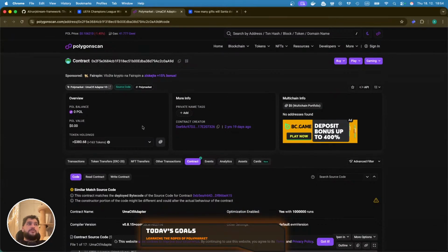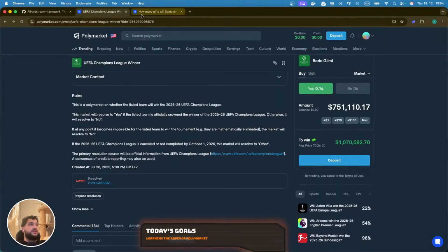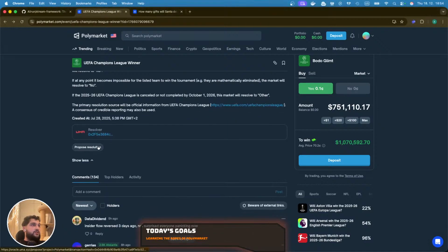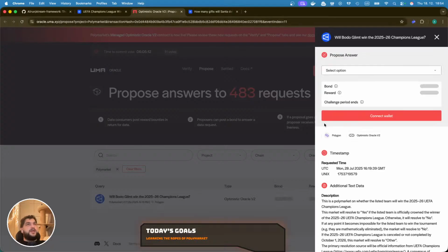There is a voting behind this, so I guess someone will vote and they will just push it through this adapter. We will get into the UMA internals as well, I guess. For now, we need to understand how the payout works to make sure that we're going to get paid out. And you can also come and propose a resolution here. So you just go through the UMA page.